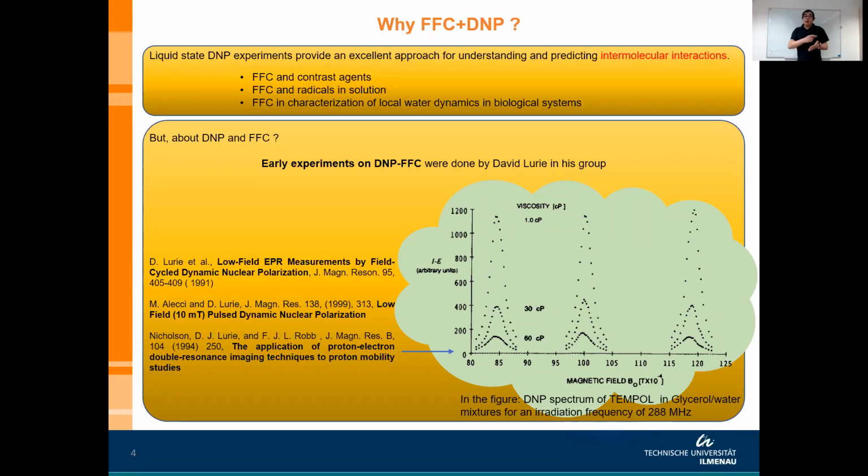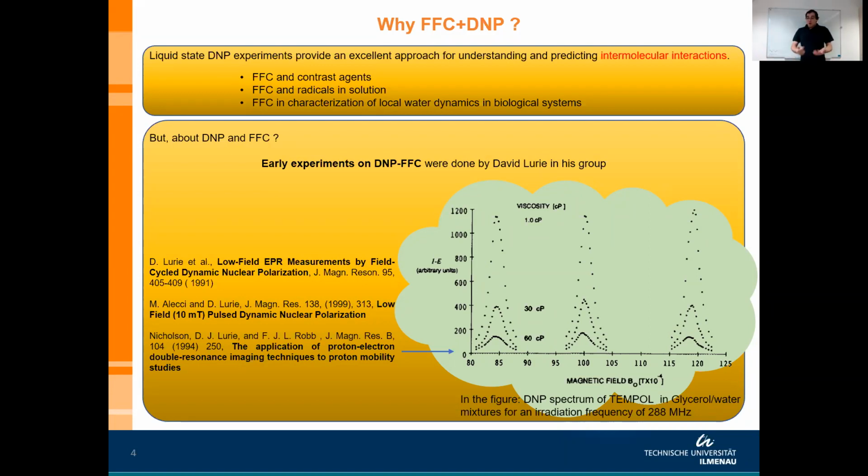These curves are obtained irradiating at a fixed microwave frequency, here around 300 megahertz, and then they change the polarization field. Then they get these experiments. I think they are motivated by imaging, I mean, to get better contrast, better sensitivity in imaging.